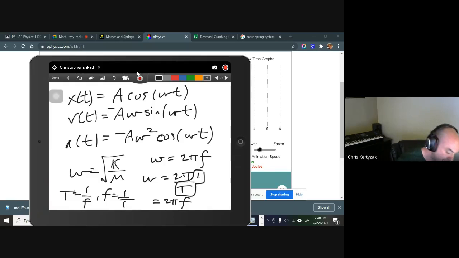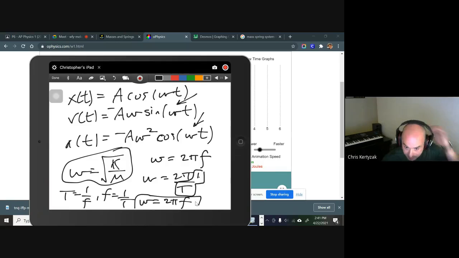So the last point is that omega can also be expressed as 2 pi f, where f is the frequency in hertz. So if it's going back and forth, boom, boom, boom, boom, 5 full cycles in 1 second, we'd say that's a frequency of 5 hertz. So for omega in these places, you can either put the square root of k over m, or there's other problems in the AP exam that reference this one, 2 pi f.